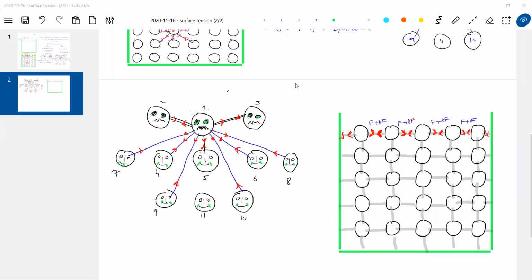Okay, fine. So there's no necessity to show the forces here, because what is the net force on this molecule? The net force will be 0. So no necessity of that extra force will come. So this is what we call the free surface.